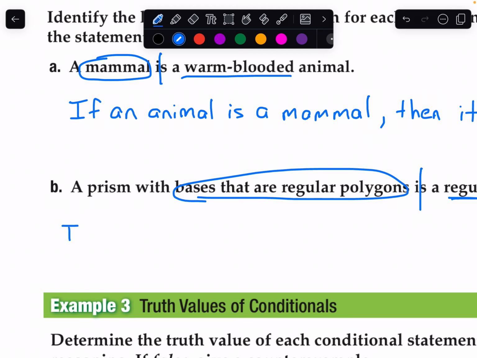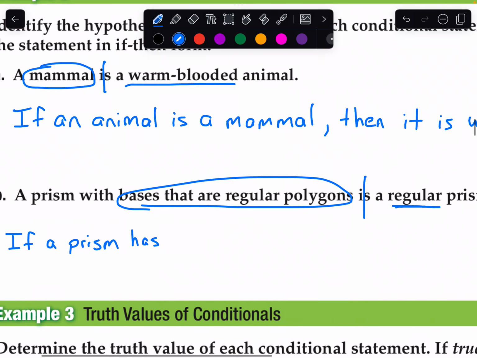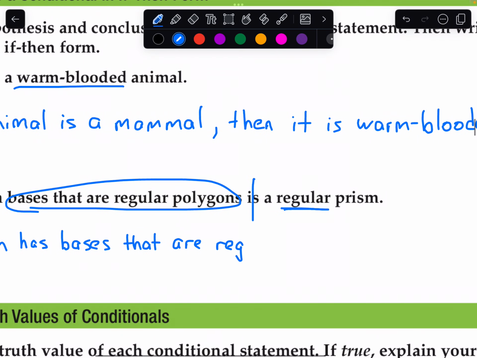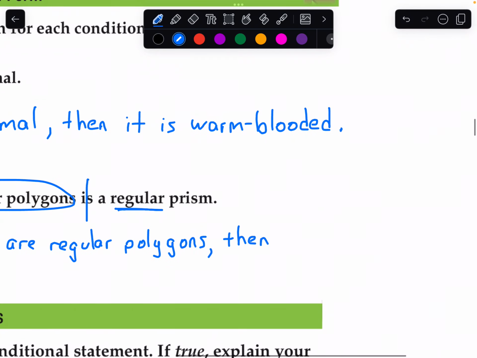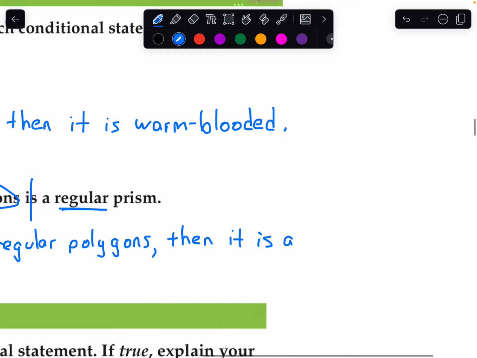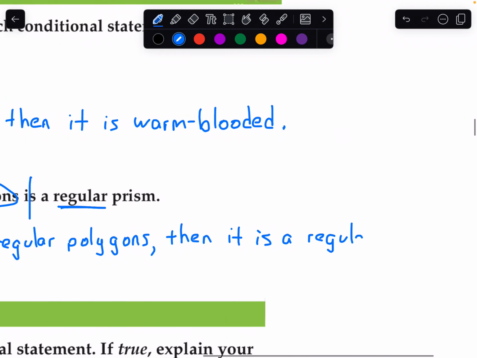So now we can write, if a prism, notice we have to replace with the actual verb, if a prism has bases that are regular polygons, then it is a regular prism. Or we could have written, then it is regular. That would also work.